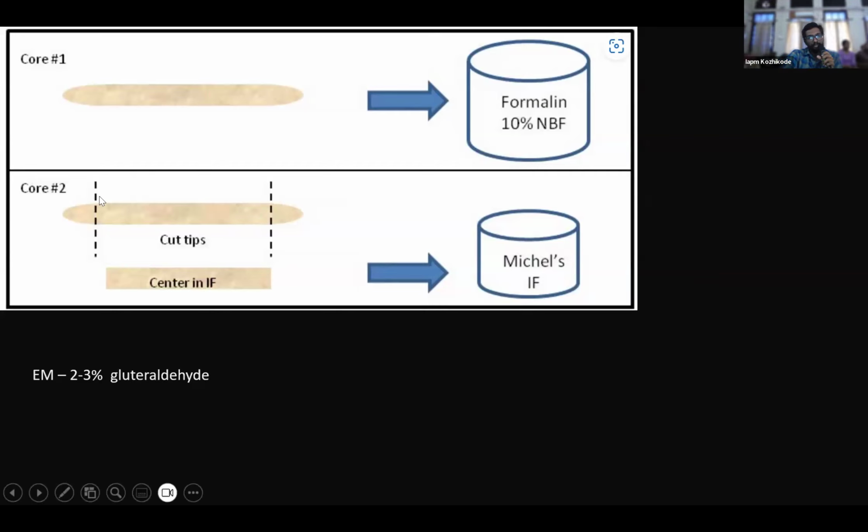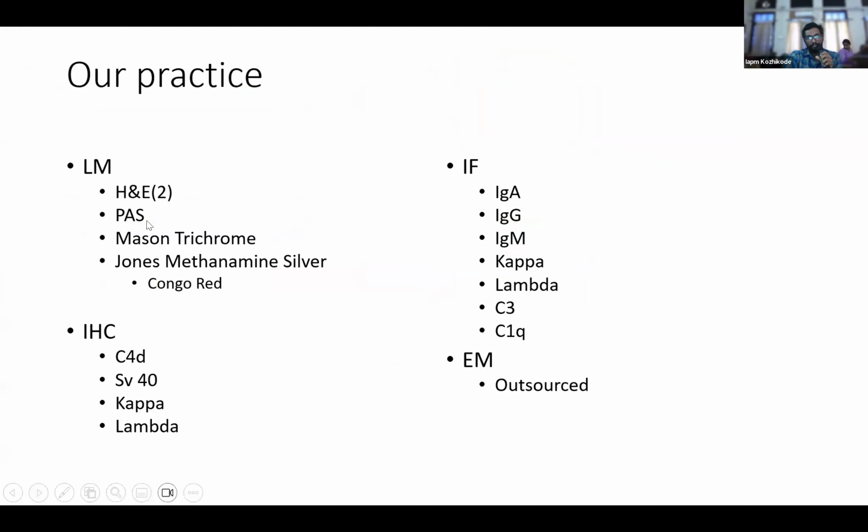The rest, one core and part of the second core that remains, we process for LM. At Calicut Medical College, for LM we regularly do the H&E stain on at least 2 slides, meaning 8 to 10 sections maybe. We do PAS stain for every case, Masson trichrome for every case, and JMS. When needed, we do other stains such as Congo red.